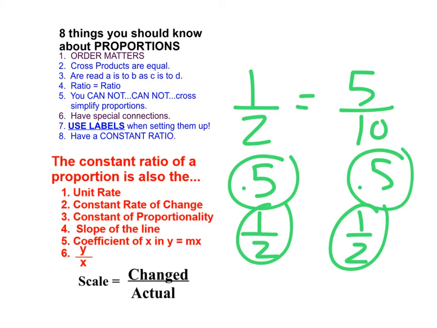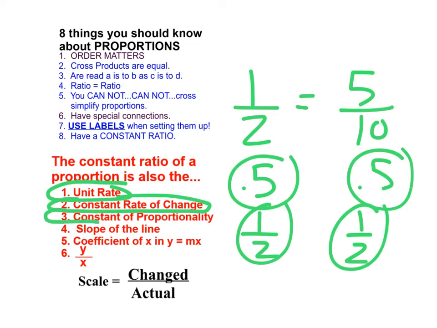And now, that constant ratio is the unit rate. It's also called the constant rate of change. Now, anything that's linear will have a constant rate of change. So if you graph a line, it will have a constant rate of change. But this one not only has a constant rate of change, it has a constant ratio, meaning if you simply divide them, you'll get the same number every time.